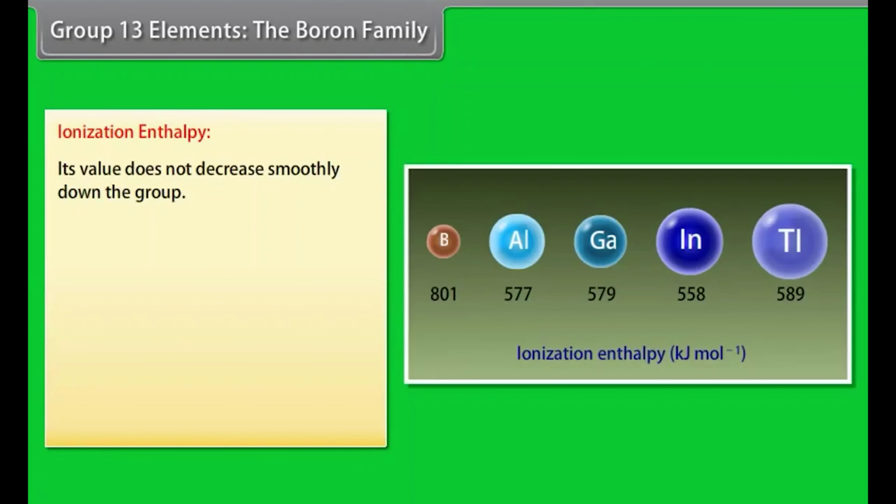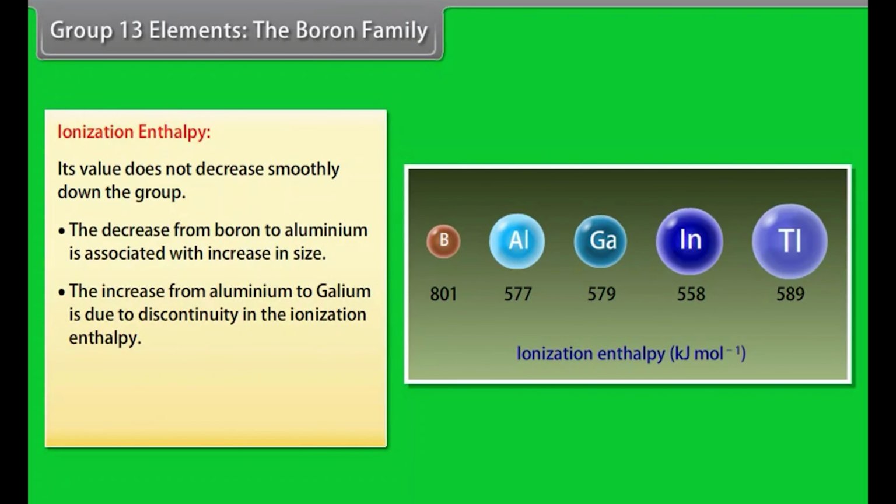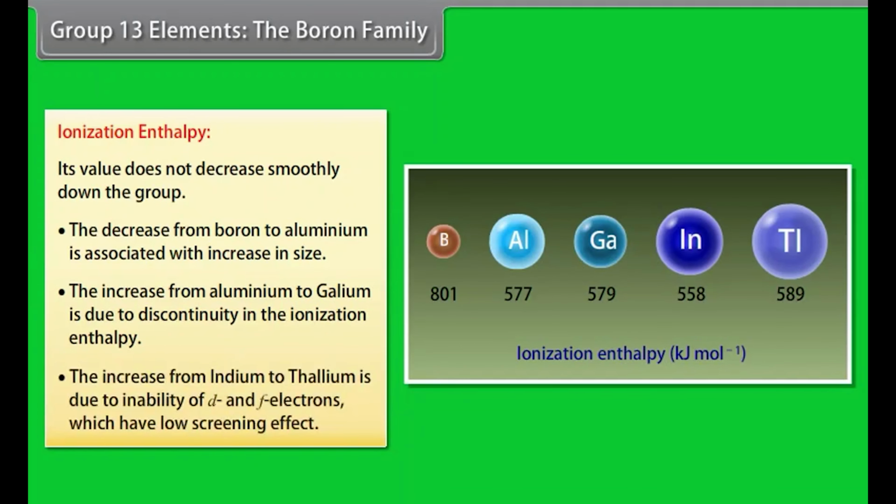Ionization enthalpy. Its value does not decrease smoothly down the group. The decrease from boron to aluminium is associated with increase in size. The increase from aluminium to gallium is due to discontinuity in the ionization enthalpy. The increase from indium to thallium is due to inability of d and f electrons, which have low screening effect.